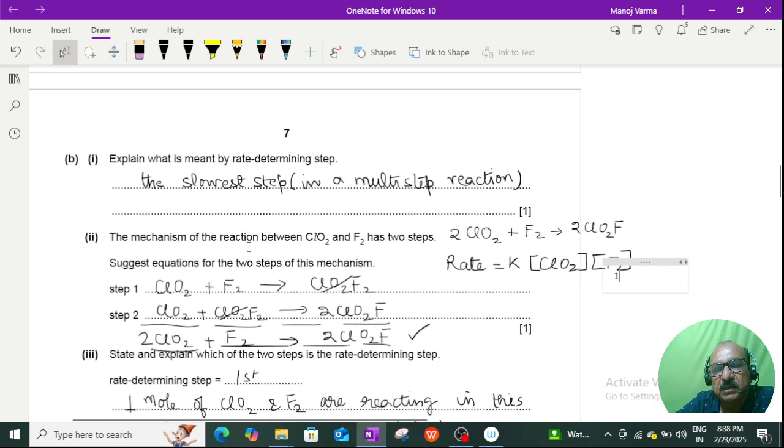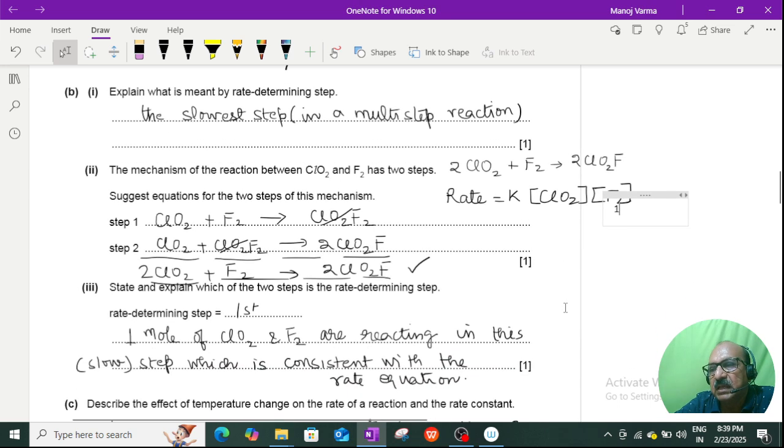Now here we have to suggest the two equations for the mechanism of this reaction between ClO2 and F2, and now it has two steps. What could those steps be? Now how are we able to arrive at these two steps? That is what I'm going to explain.